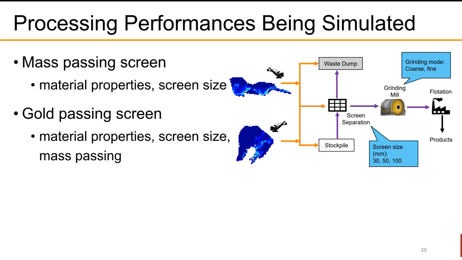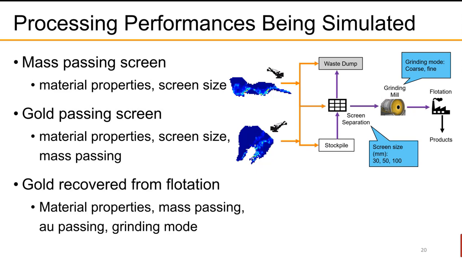So now it's actually a sequential simulation where each sequential process performance attribute that we're simulating can take into account the previous one that we just simulated. And the last one is going to be the gold recovered from flotation. As you can see, the information is building, so it'll take into account material properties, the mass and the gold passing the screen. And now it'll also include the grinding mode that's been selected at the grinding mill. So those will all be taken into account and used to simulate the final gold recovered from the flotation plant.